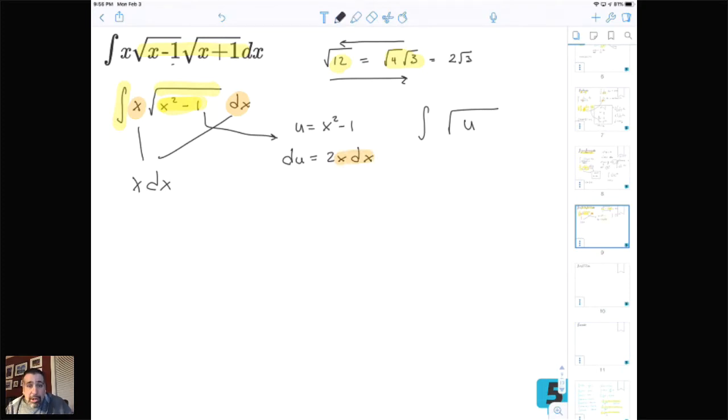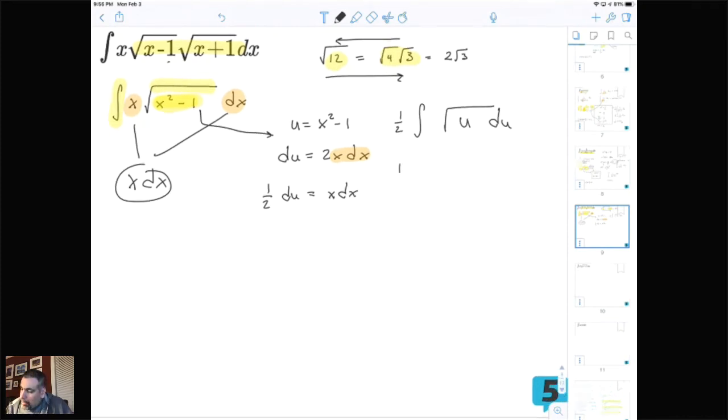So I personally like to solve for that and find out that 1 half du is equal to x dx. So now when I bring x dx over, it's going to come over with a 1 half on the outside and a du on the inside. And when I look at that integral again over there in terms of u, what I'm really seeing is the integral of the square root of u times 1 half du. Well, this is a perfect match. This is one of the 13 we're supposed to know. So we integrate this by saying this is u to the 1 half plus 1 over 1 half plus 1 with a 1 half in the front. So we do our arithmetic here.